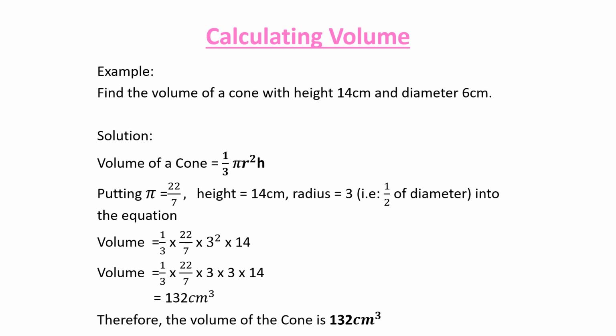Putting these, as well as pi of 22 over 7 into the equation, we will have our volume to be 1 over 3 times 22 over 7 times 3 square times 14. When we simplify, we will arrive at 132 centimeters cube as our volume for the cone. Therefore, the volume of the cone is 132 centimeters cube.